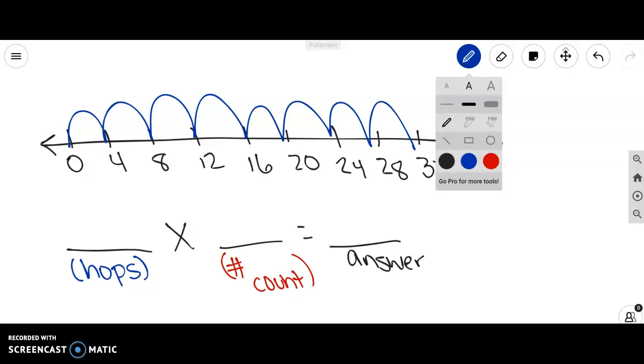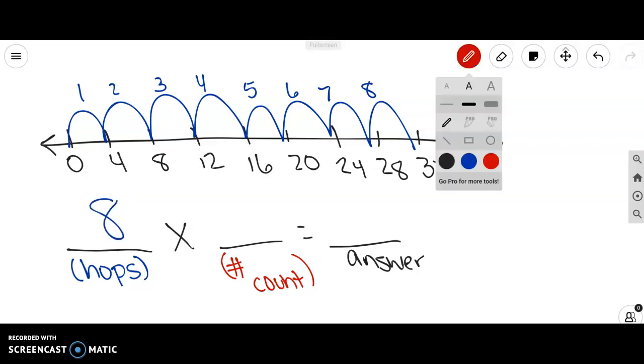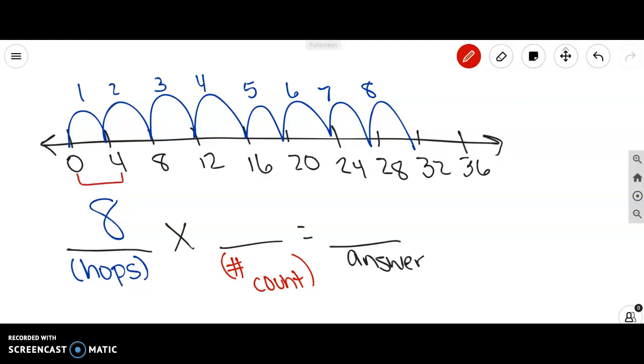So let's start with hops and let's count them. 1, 2, 3, 4, 5, 6, 7, 8. So there are 8 hops. Now, for the number we counted by, start at the 0 and go to the first number. That's 4. For our answer, we look at the last hop, circle the number, and we have our answer.